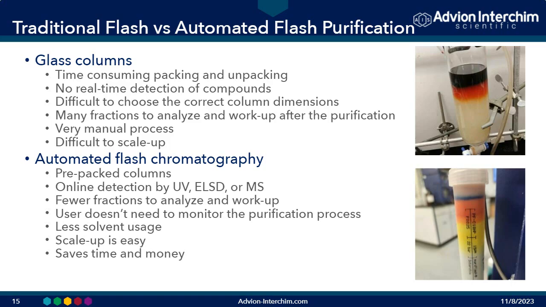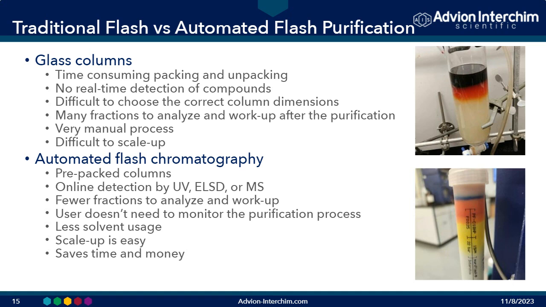So if you're familiar with flash, you've probably done a glass column before. This is kind of the traditional way flash chromatography has been done. Glass columns can be extremely time-consuming to pack and unpack. You have no real-time detection of compounds, so you don't know where your compound is in terms of your fractions. It's difficult to choose the correct column dimensions and how much silica you need. You create many fractions to analyze and work up after the purification. And overall, it's a very manual process.